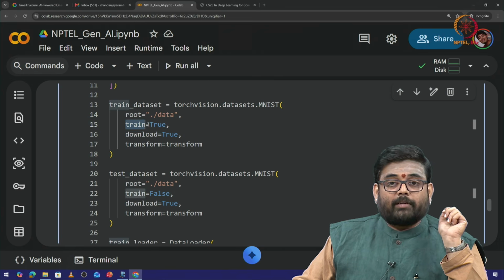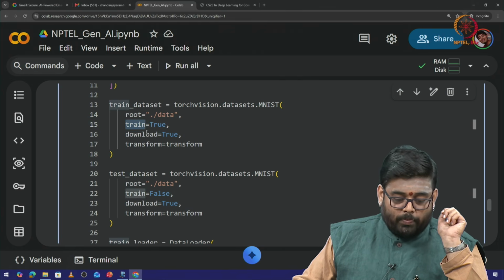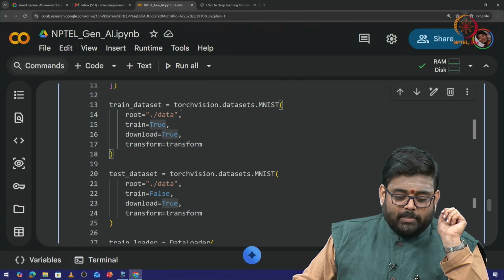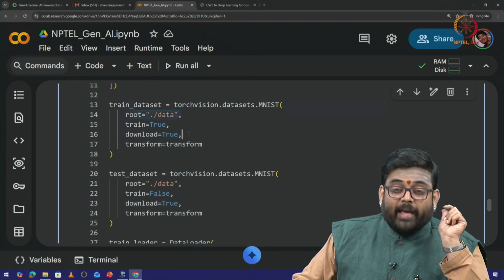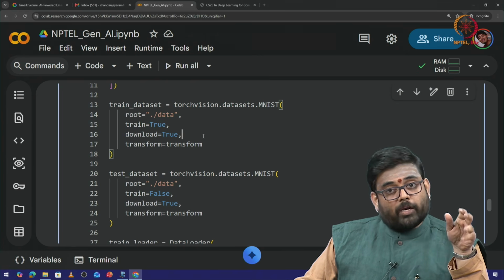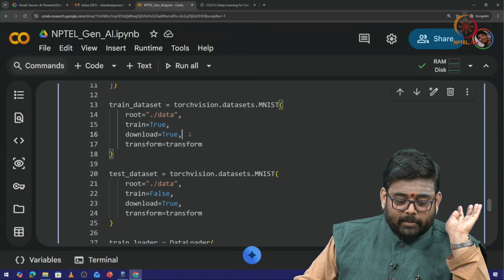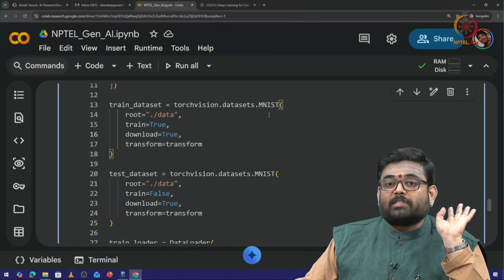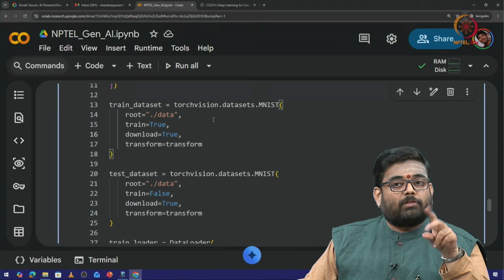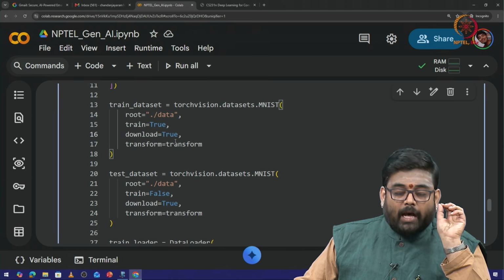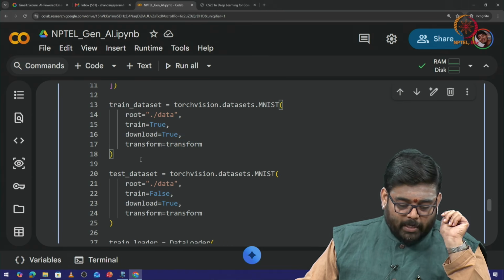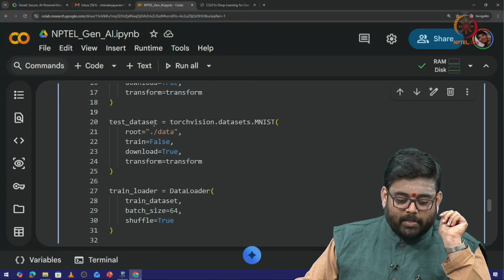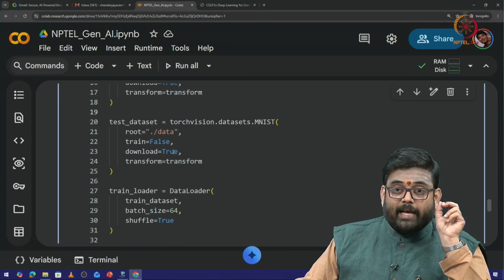Now you are only getting the training data, that is why train is true, and download is equal to true. That means that in the specified location, if the needed data is not there, you can go ahead and download it. That is what is being done here. And then post that you apply this transformation. What is the transformation? You convert it into a 32 cross 32 size and then convert it into a tensor. Now this is your training data. The same thing with your test data as well.